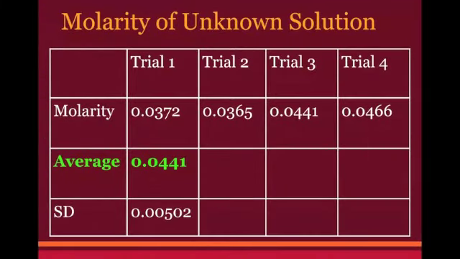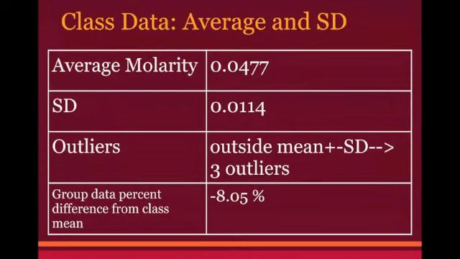We also found the average was 0.0441 for our 4 trials, and also the standard deviation was very low at 0.00502. The average molarity of the class data was actually a little bit higher at 0.0477. The standard deviation was also relatively high, about 20% of the calculated value. There were 3 outliers in this data.